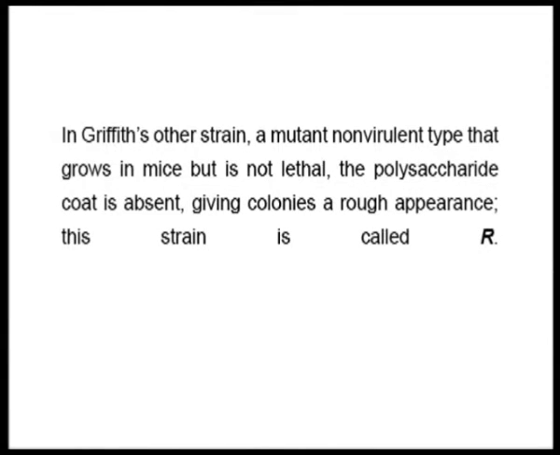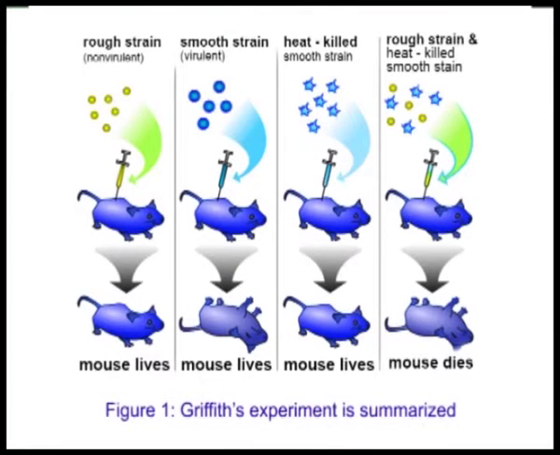In Griffith's other strain, a mutant non-virulent type that grows in mice but is not lethal, the polysaccharide coat is absent, giving colonies a rough appearance. This strain is called R. Griffith killed some virulent cells by boiling them and injected the heat-killed cells into mice. The mice survived, showing that the carcasses of the cells do not cause death.